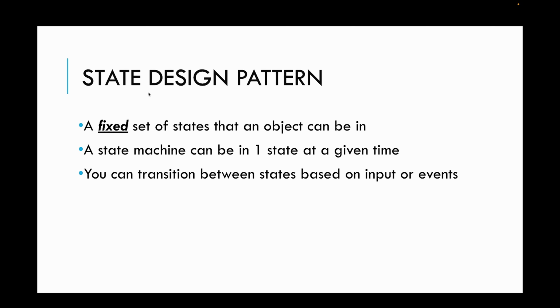Well, we use the state machine pattern. A state machine pattern is a fixed set of states that an object can be in. A state machine can only ever be in one state at a given time. You can only ever be jumping or climbing or attacking. You can't do multiple things. This will let you transition between states based on inputs or events. So you define what a character can do in a certain state based off of external variables like input or movement or getting attacked or getting hit or whatever.